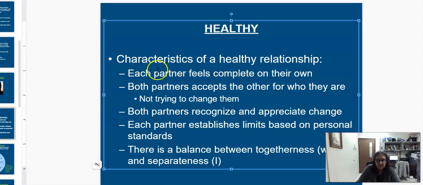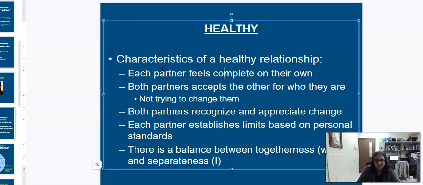Each partner feels complete on their own. A lot of times people think it's romantic to say, oh, you complete me, and that's actually not healthy. If you need someone to actually complete you, then you're not really having that sense of self and feeling good enough just on your own, which is important to be a healthy partner.